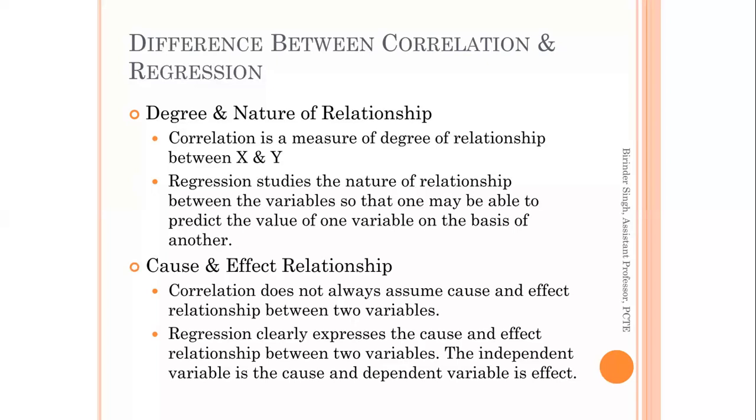The second one is based on the cause and effect relationship. Correlation does not always assume a cause and effect relationship between the two variables, whereas regression clearly expresses the cause and effect relationship between two variables. The independent variable is the cause and the dependent variable is the effect. That is what we try to find out in regression.